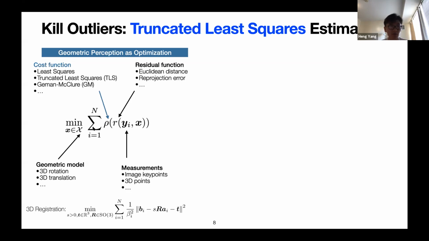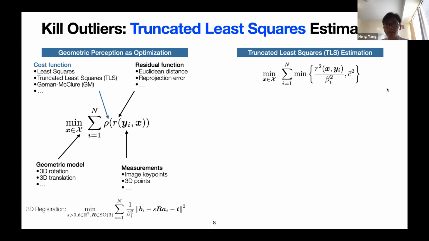To give you an example of this optimization problem in 3D registration, when you have all correct correspondences, we're trying to estimate the scale, translation, and rotation given visual measurements, b_i and a_i. And we are going to motivate the truncated least squares estimation throughout this talk. And then you will see that this truncated least squares estimation will actually give us benefits when you're trying to optimize it.